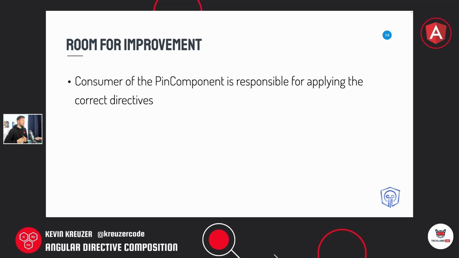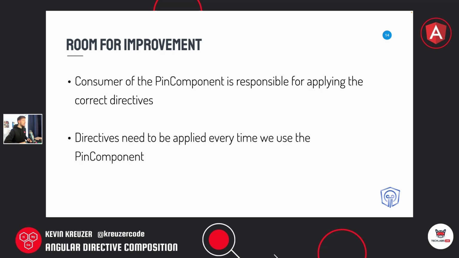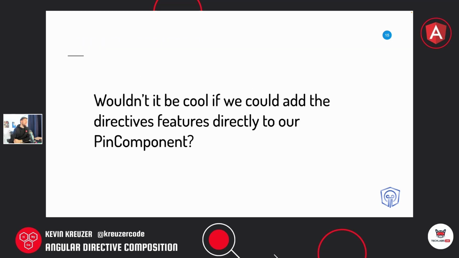Because now the consumer of the pin component, so you as a developer, you are responsible for applying the correct directives. And that means that you basically need to apply those directives every time you want to use the pin component with this set of features. So if you forget to apply those directives, the pin component will not behave in the same way. So this can be cool. It depends on the use case. For some use cases, this can be very nice. For some, maybe you want to have a different behavior because you want to deliver all those features right out of the box. So wouldn't it be cool if we could add the directive features directly to our pin component?